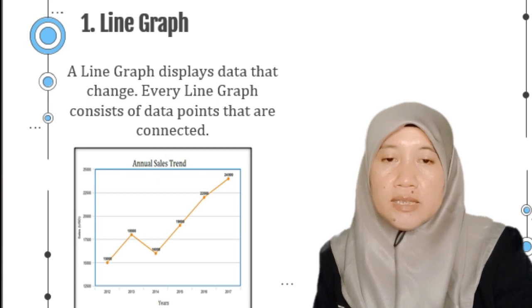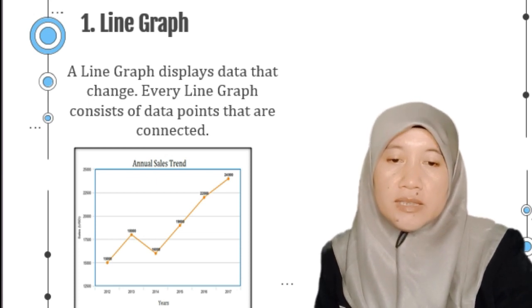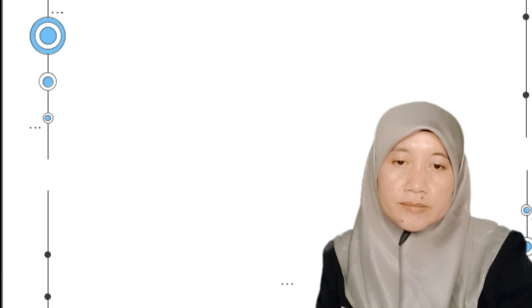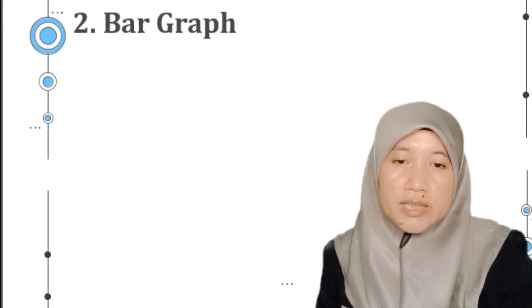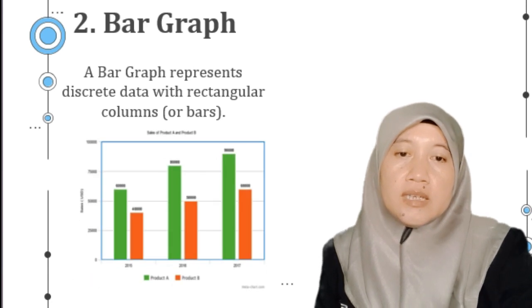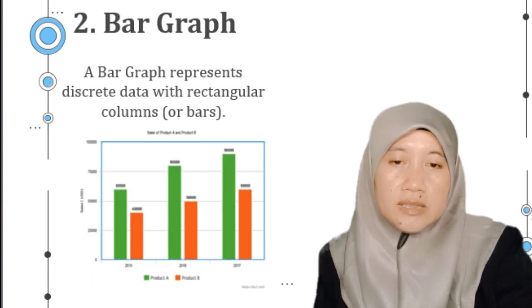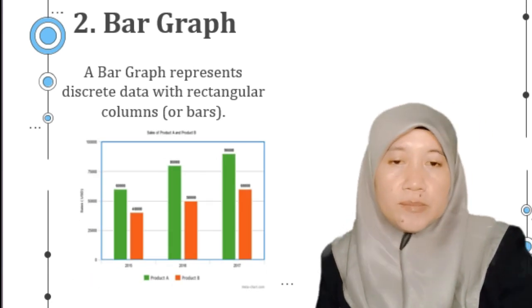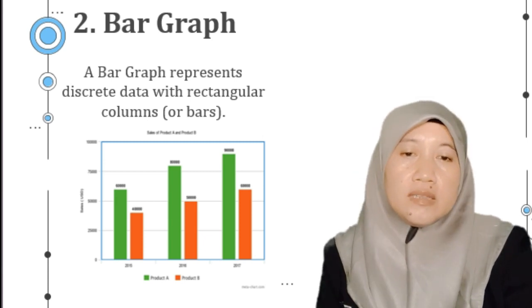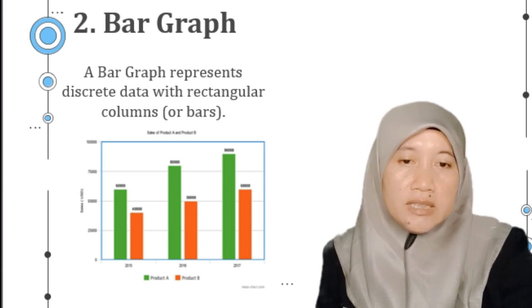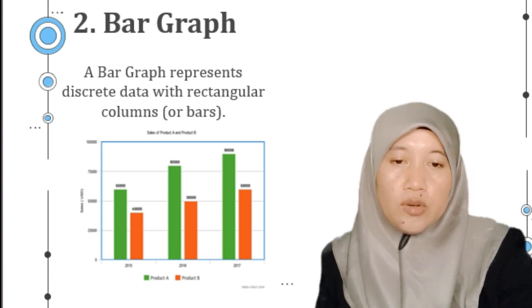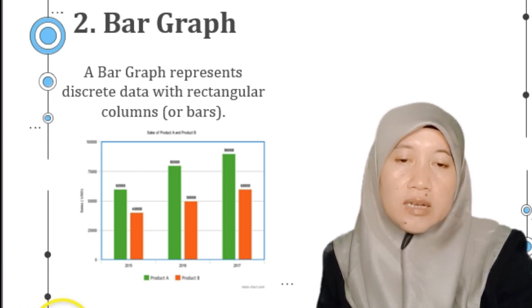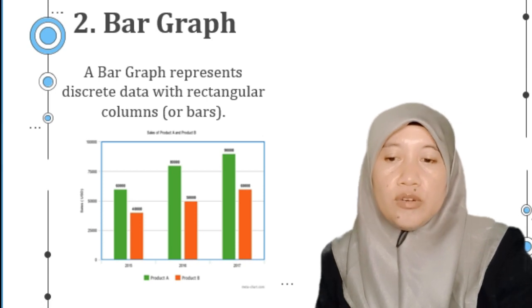And then next, the second, bar graphs. Okay, this is a bar graph. Bar graphs represent discrete data with rectangular columns or bars. Here is also the picture of a bar graph.